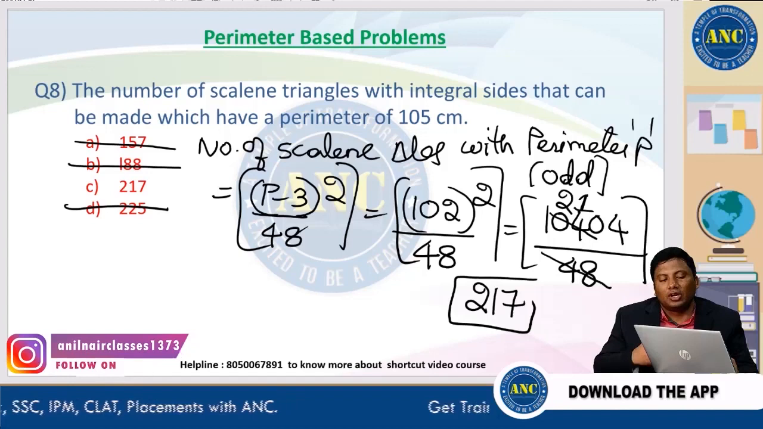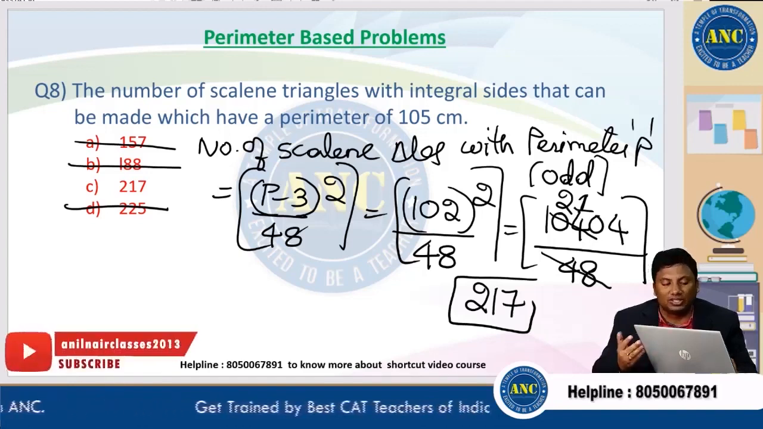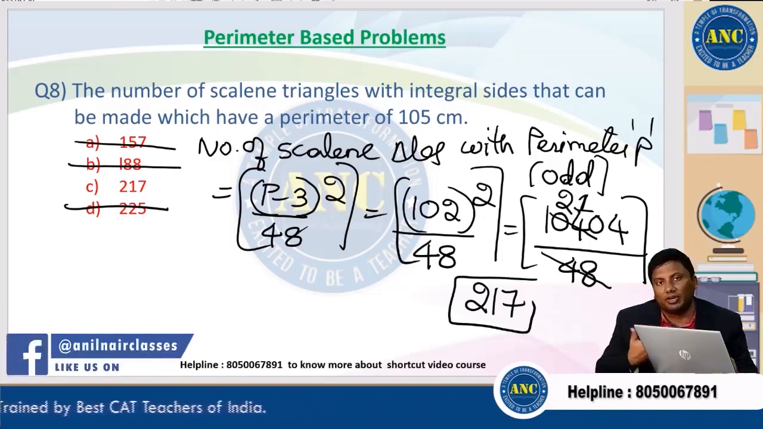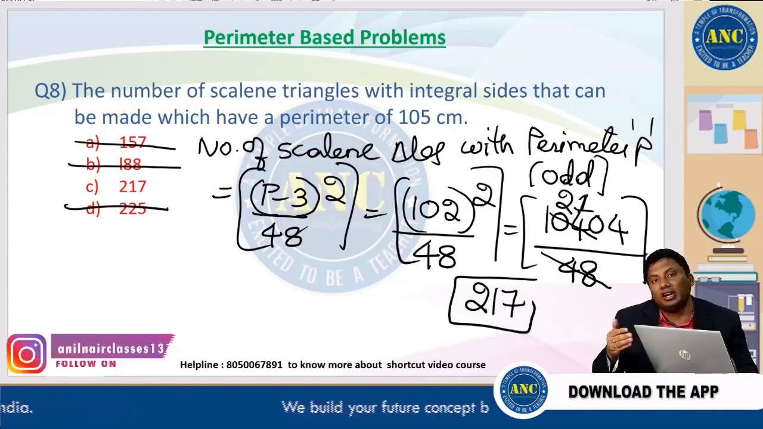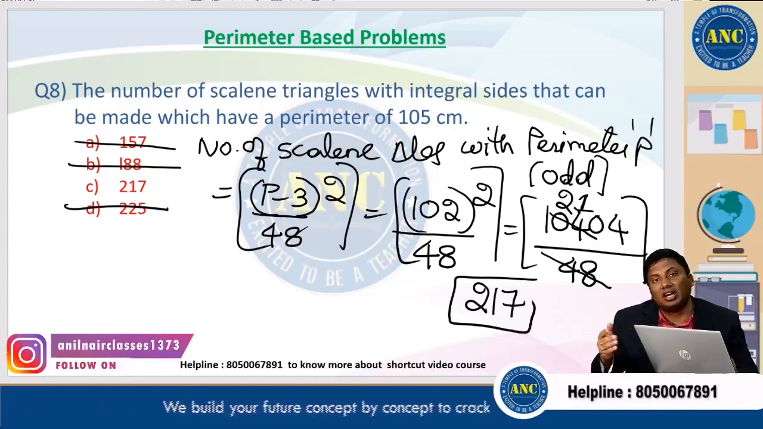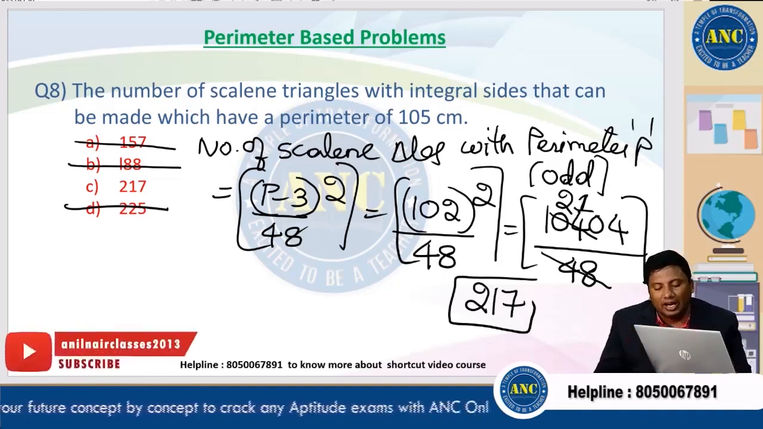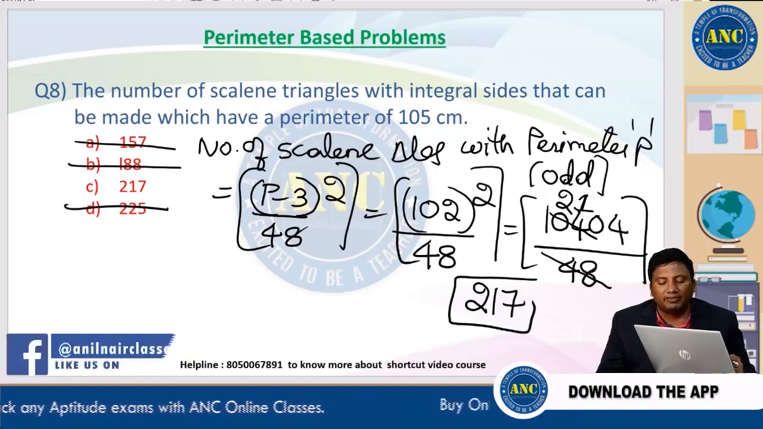But not always will answer options be there in the way which is comfortable to us. Sometimes they might be extremely close to each other. Like if you take a CAT DI paper, up to the two digits after the dot are similar for a few questions. So it is better to know this logic. 102 whole square is 10404 divided by 48.